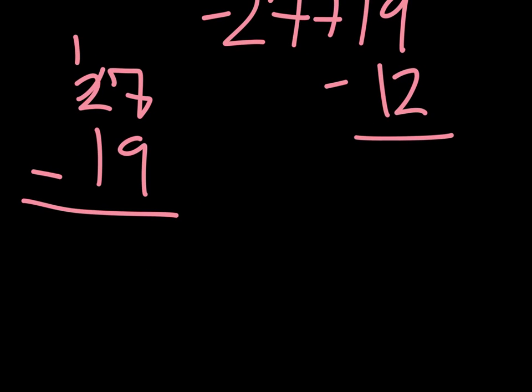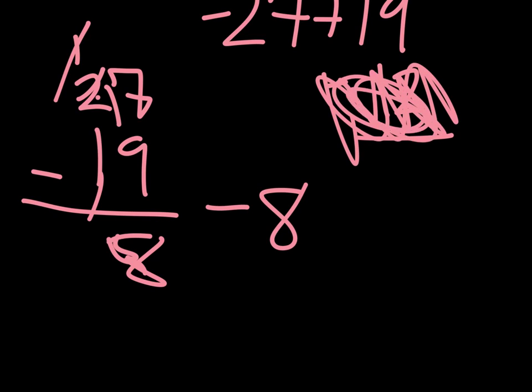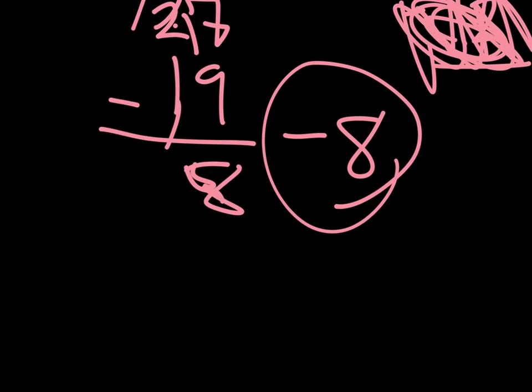Did I say 12? I am on something today. 27 minus 19 is 8. Draw an 8. There we go. And the 1 and 1, 0 cancel. Therefore, we have -8 is our answer, not -12. Okay. -8 is our correct answer. All right, next one.